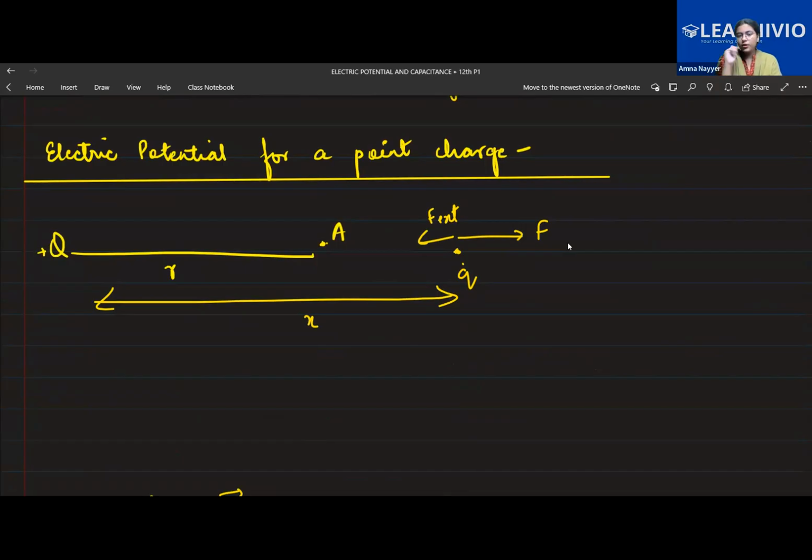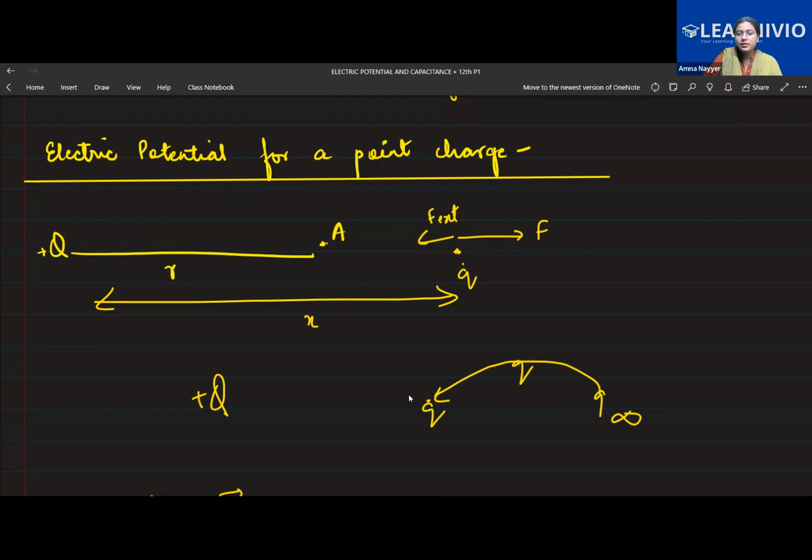Now, potential for a point charge is, we discussed that an external force is bringing this charge to this point. When you are calculating force, it can never be calculated alone. You require one more charge to exist. So that's why we are having one more charge present, and we are trying to bring this charge from infinity to this particular point.